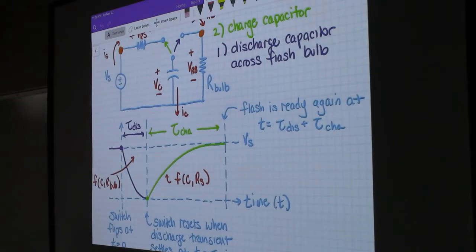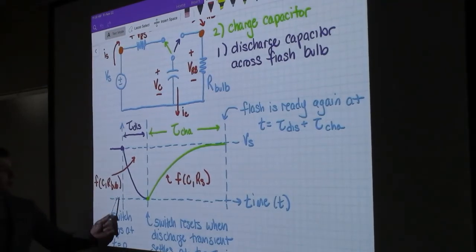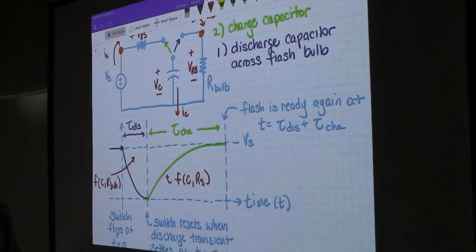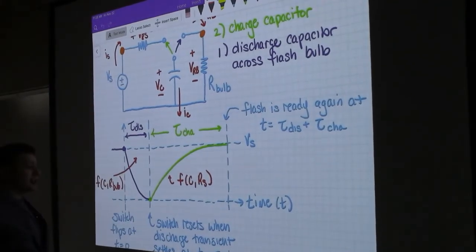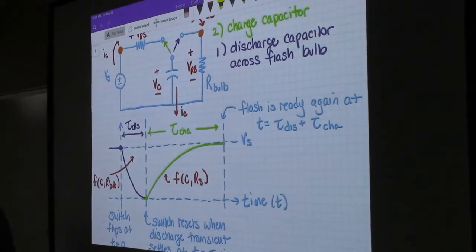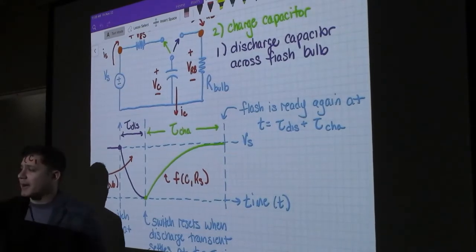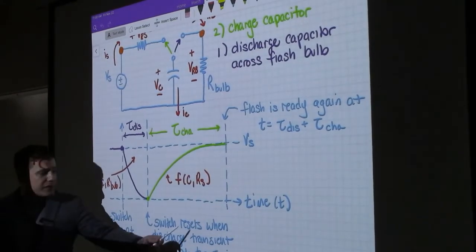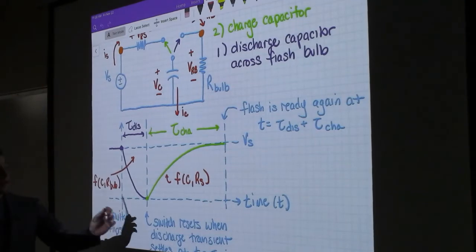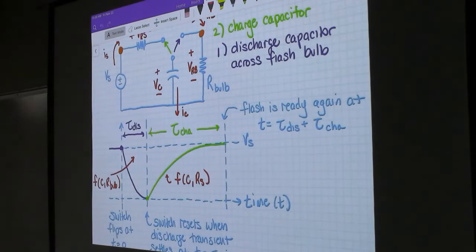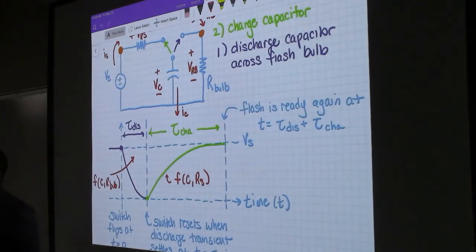So what does the behavior look like? We start off here with the capacitor charged. And then at t equals 0, the switch flips from green to purple. And the flash flashes and the capacitor discharges. At this point here, we reach the steady state, which is essentially when the capacitor is dead. And so the switch will reset, and that will allow the charging to begin again, and it'll charge until it reaches the steady state value, which will be when Vc equals Vs.